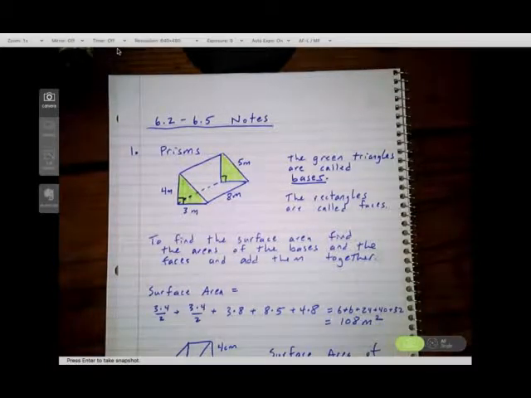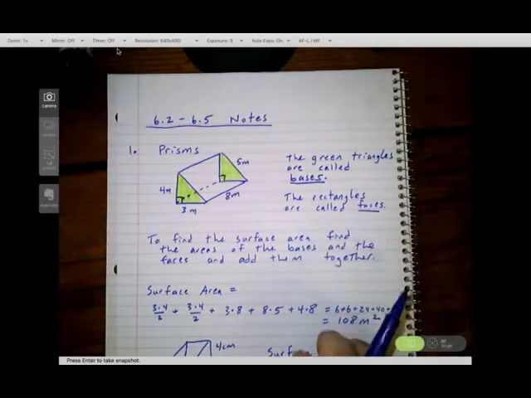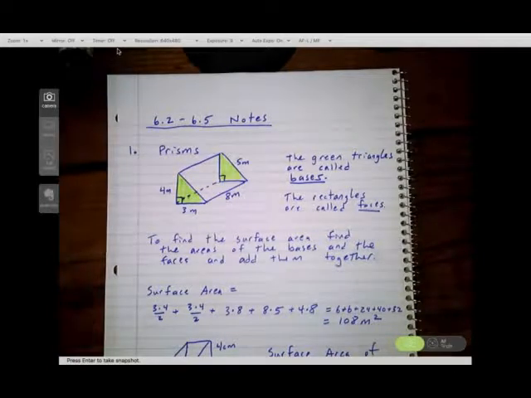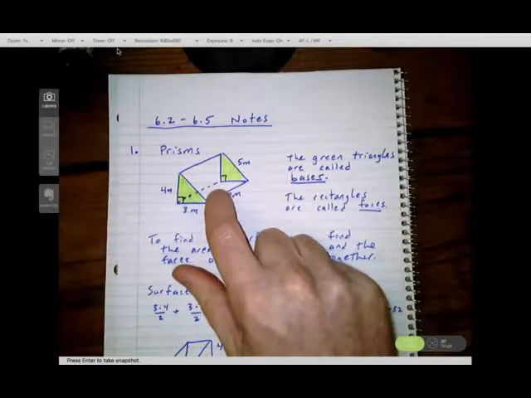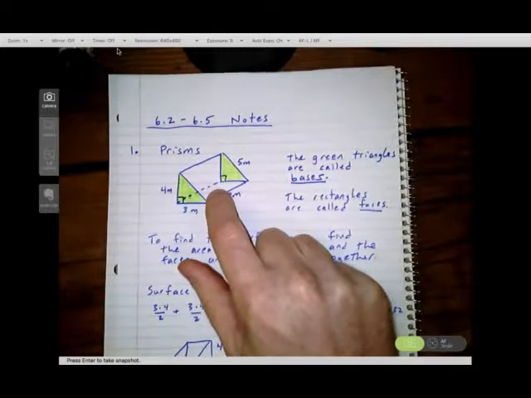Okay, now there's a couple vocabulary words I want to go over here with prisms, and they are bases and faces. Now the bases, that word I find misleading when we talk about prisms, because usually when we talk about a base, we're talking about something on the bottom. Okay, but that's not the case with a prism. The base does not have to be on the bottom.